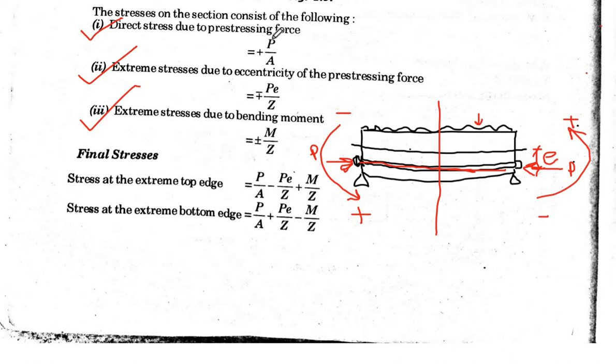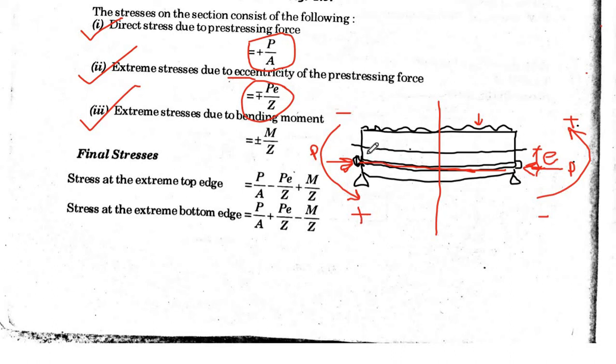Now we know that the direct stress is P by A. This direct stress is uniform throughout the section of the beam. It is the same at the top, the same at the bottom, at the sides, everywhere it is uniform. So it is direct stress. The next one is the stress due to eccentricity, which is minus plus PE by Z, which I told you now. This one is minus and plus.